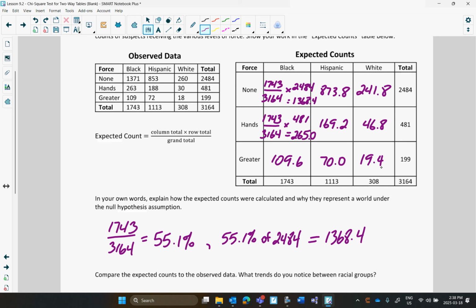So in general, it looks like what we would expect for the type of force applied and the racial group looks very similar to what we observed from our sample. Some were a little off. Like for Black people, it was pretty close. For white people, a little off by about 18 here, 17 here, 1.5 there, not very much. Okay, so they're pretty close to each other.